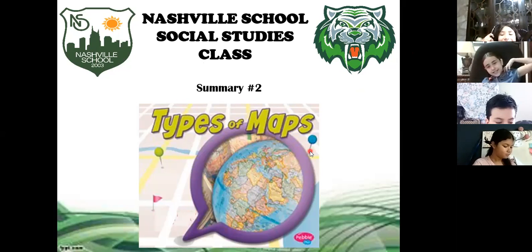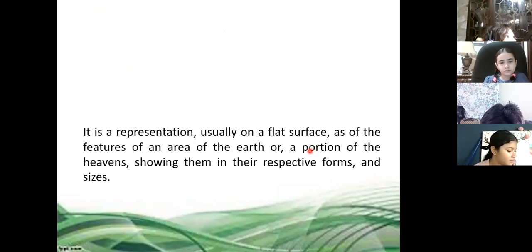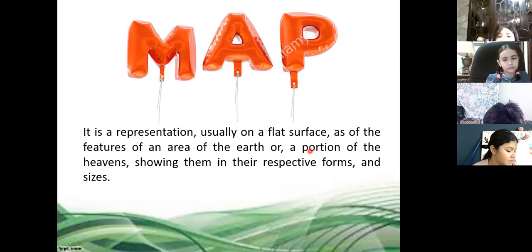Remember, we have different types of maps. Tell me, Colette. What is a map? A map is a representation, usually a flat surface, of the features of an area of the earth, or a portion of the heavens, showing their respective forms and sizes.